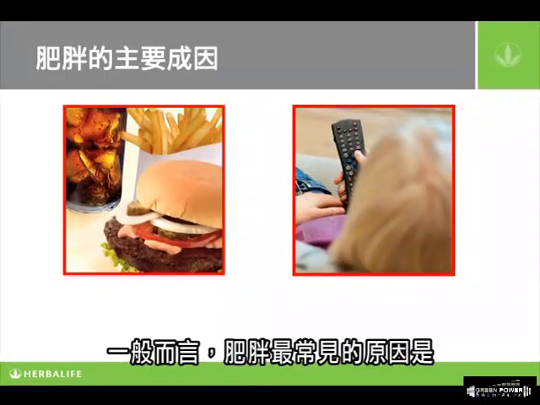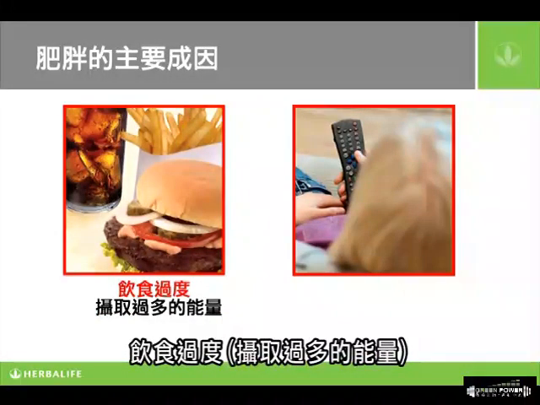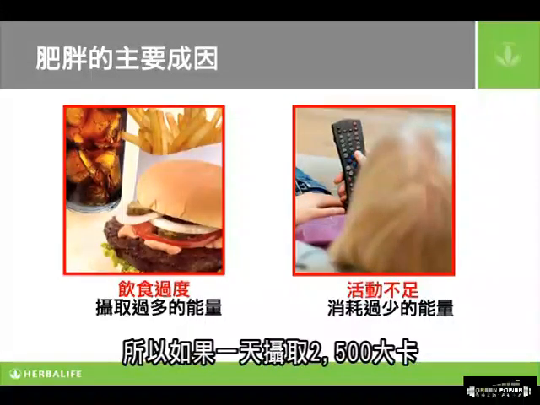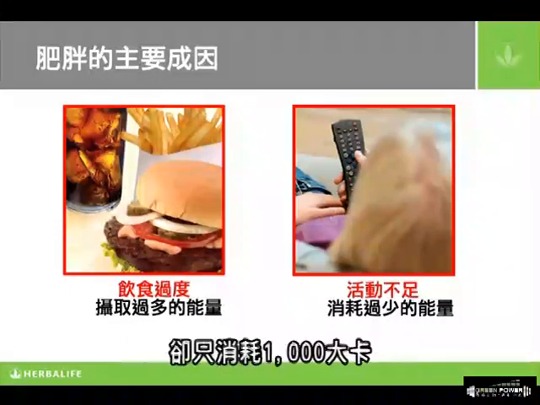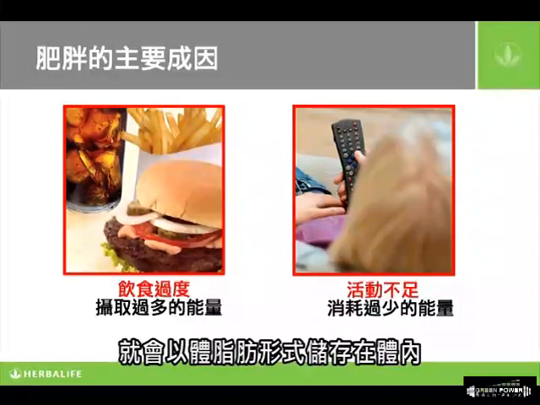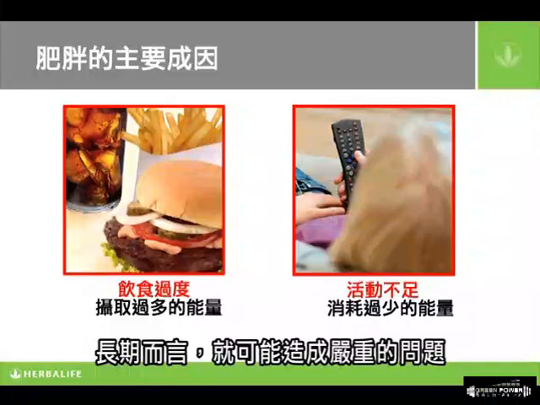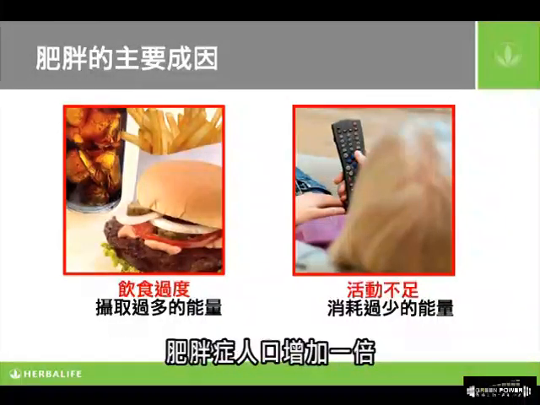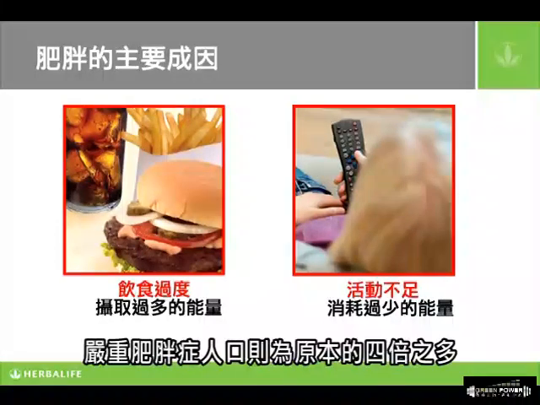In general, 2 of the most common causes of obesity are overeating, too much energy in, and low physical activity, not enough energy out. So if you consume 2,500 calories in a day and use only 1,000, the remaining 1,500 calories will be stored as body fat. Over time, this can become a problem. In fact, studies have shown that over the last 10 years, obesity has doubled, while severe obesity has quadrupled.